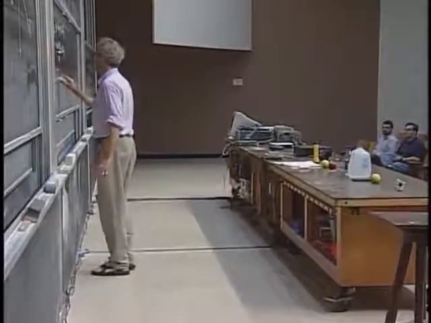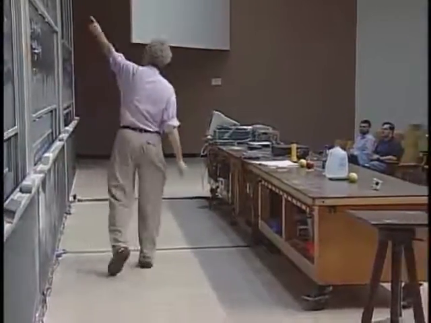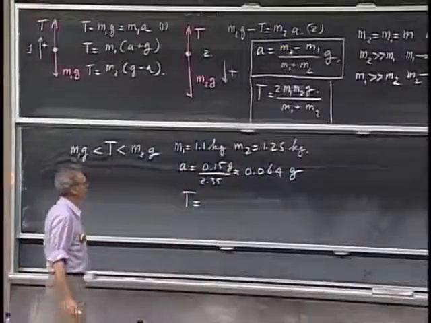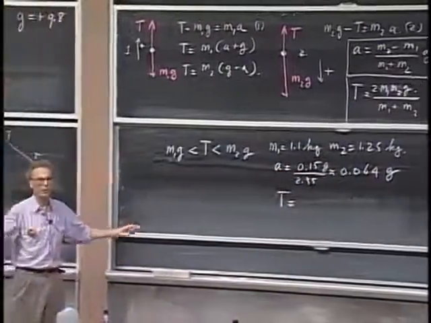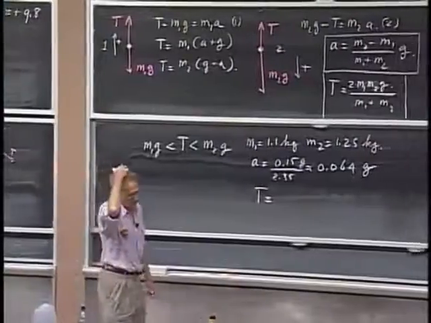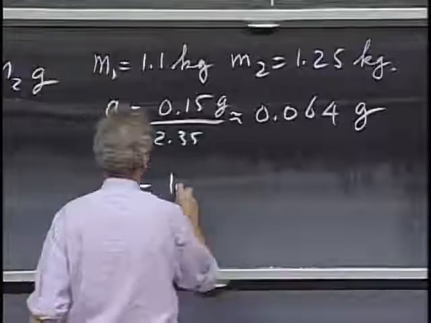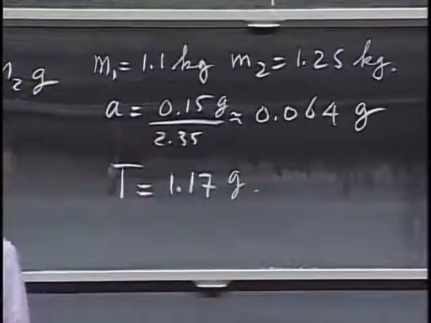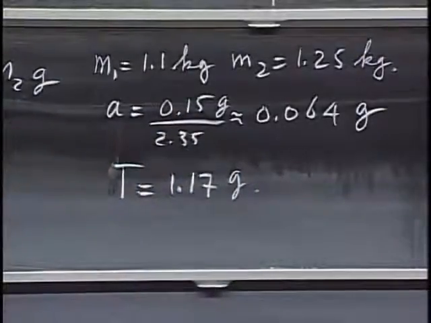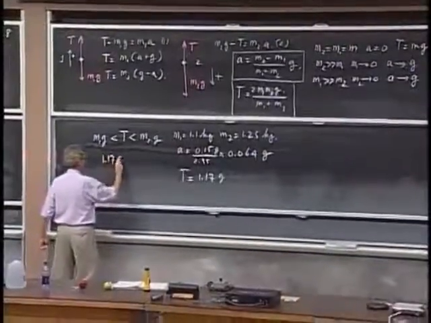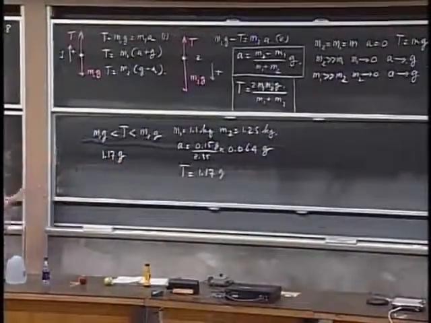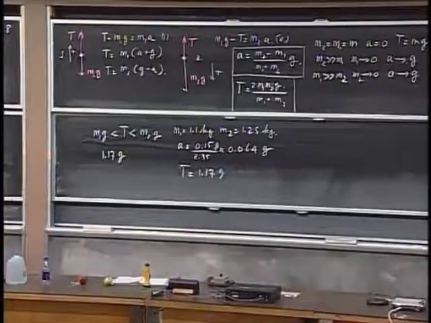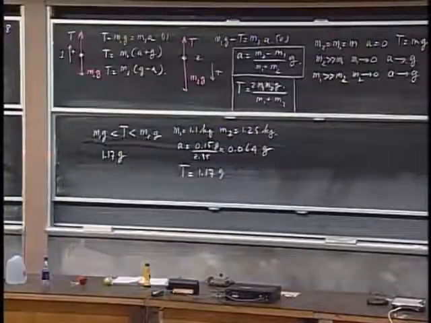What is the tension? Well, I substitute my numbers for m1 and m2 in there. You can take for g 10 if you like, and you will find that the tension equals 1.17 g. And now, look at what I predicted. They both weigh 1.17 g. That's non-negotiable. That is my definition of weight. The tension on both sides is the same.